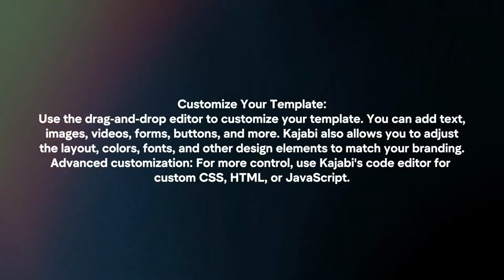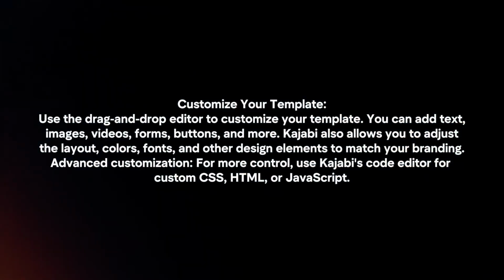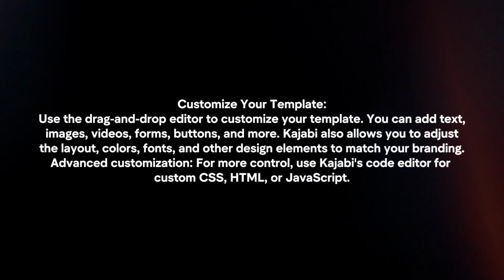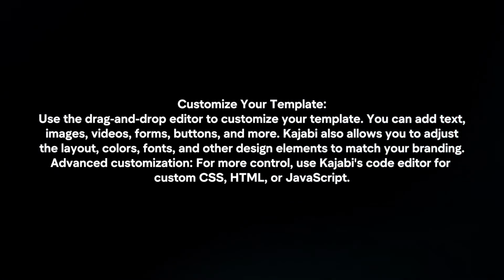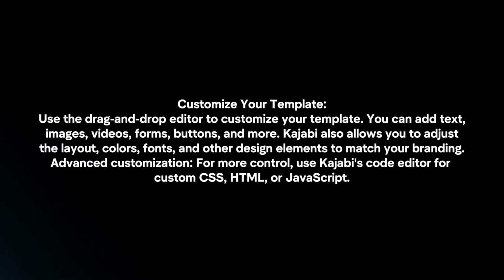Customize your template. Use the drag and drop editor to customize your template. You can add text, images, videos, forms, buttons, and more. Kajabi also allows you to adjust the layout, colors, fonts, and other design elements to match your branding.